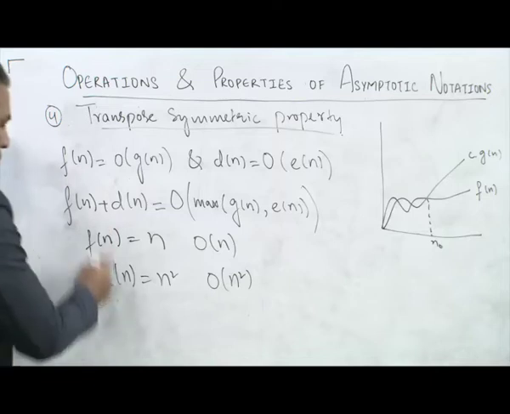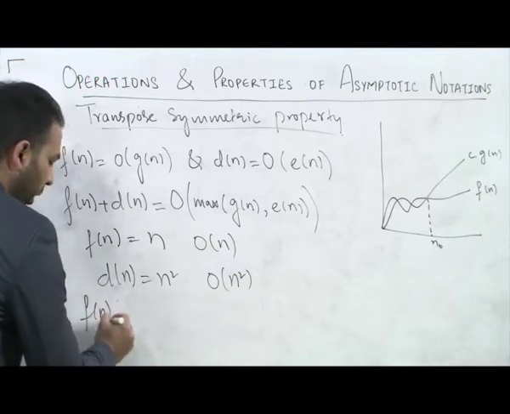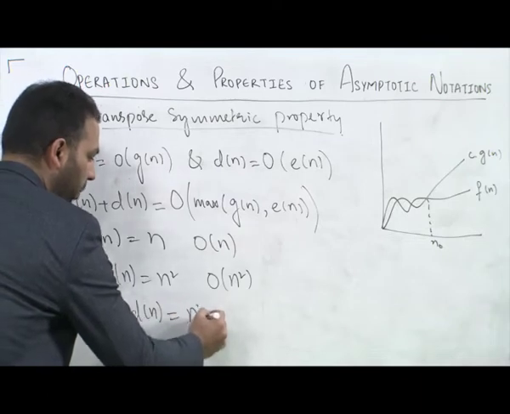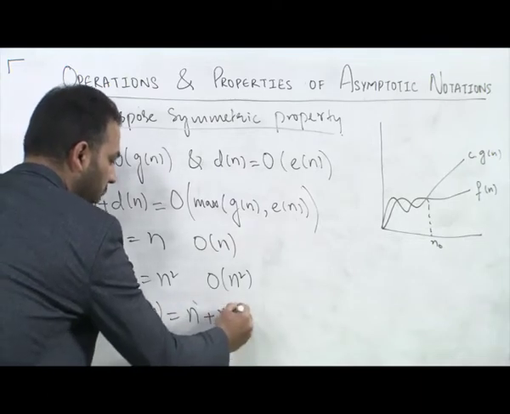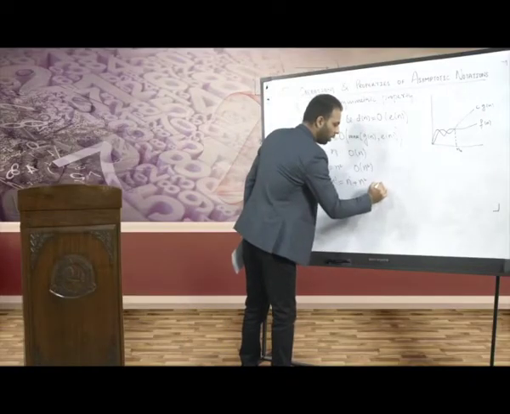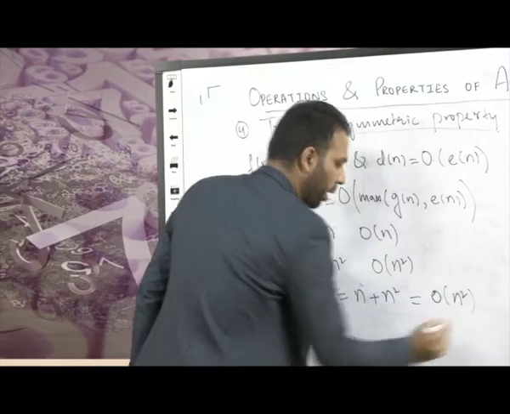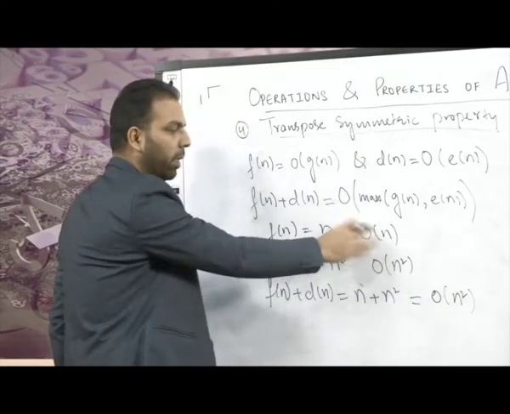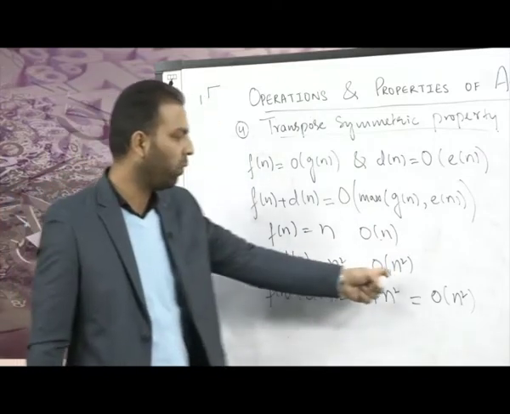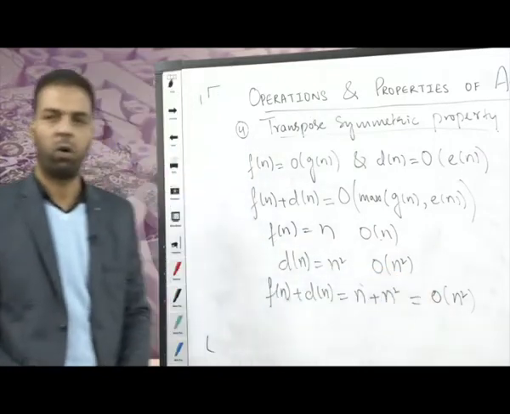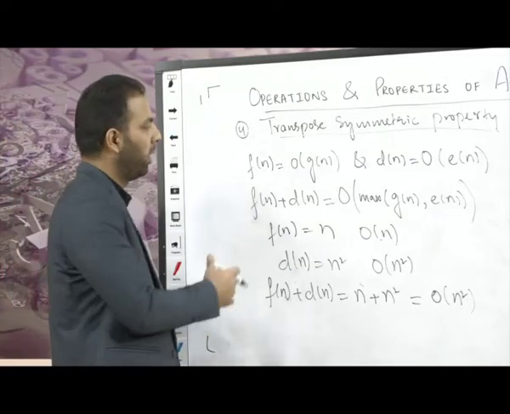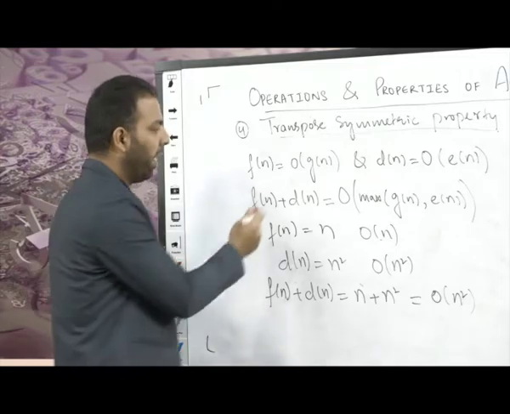Now if we add these two, f of n plus d of n will be equal to n plus n square, okay. So what's the order of this? It is order of n square, meaning whichever is the maximum among these two. We are seeing the maximum of g of n and e of n. So the maximum is e of n, that is n square, so we are writing it as order of n square, fine.